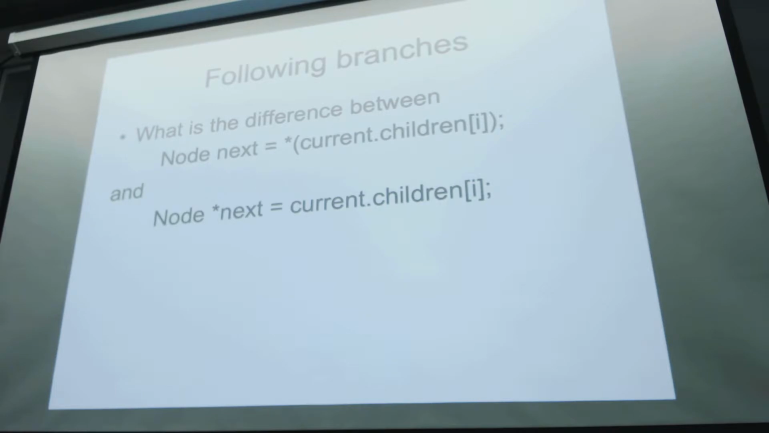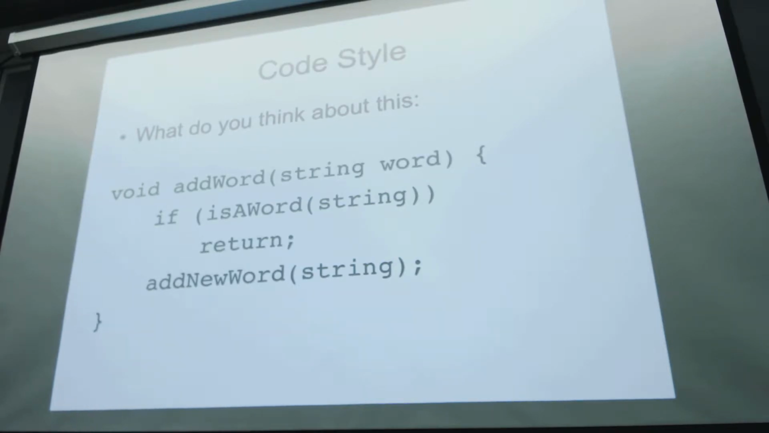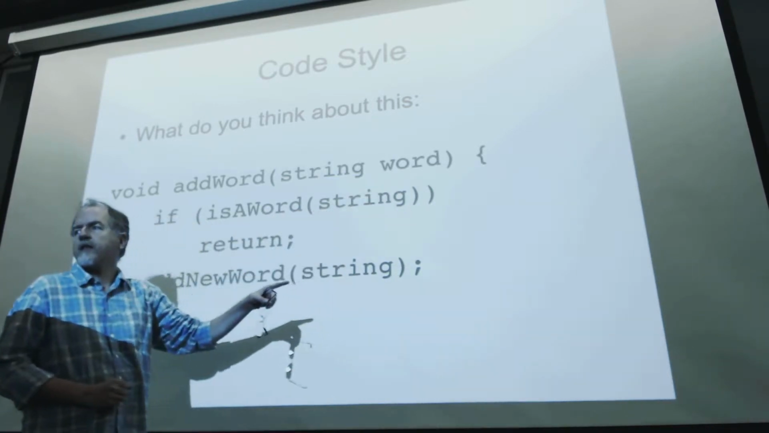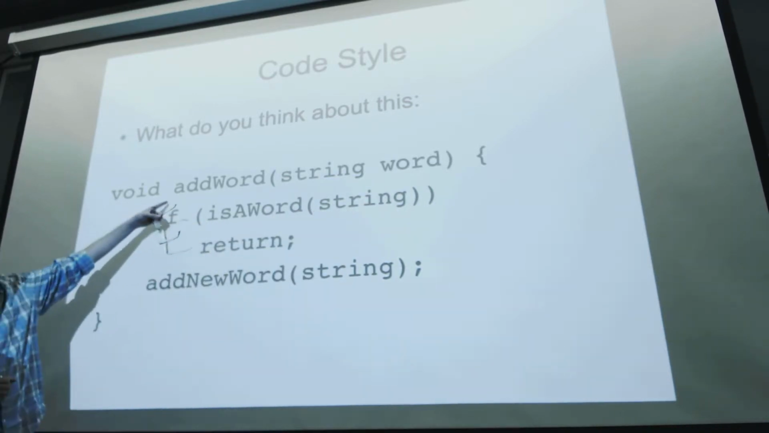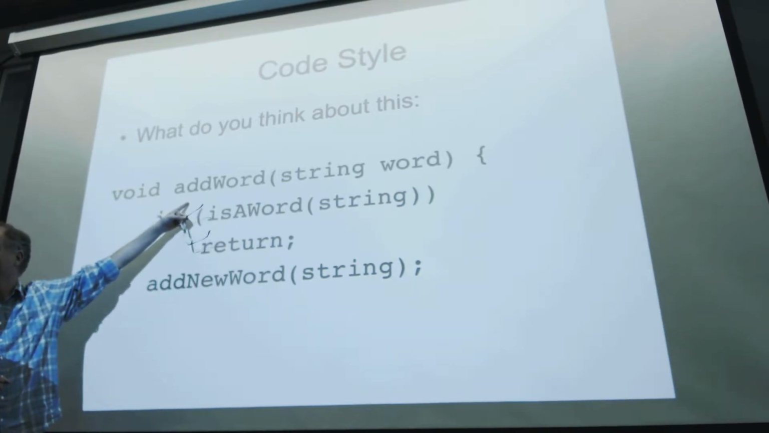Okay, how about this code? It's pretty clean. I want to add a word. I want to add this word. I'm calling it from a trie. This is really a method, even though it's not showing the trie in front of you.